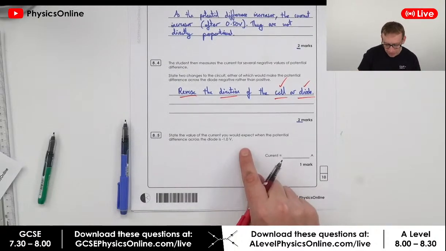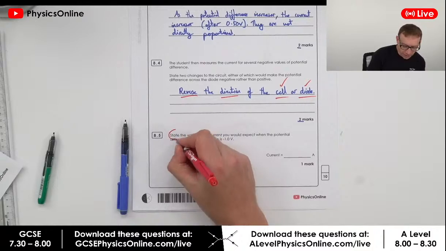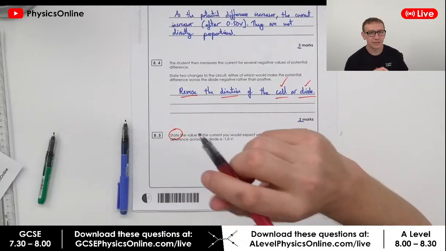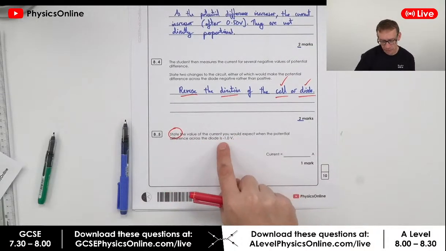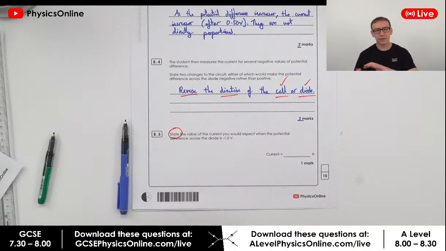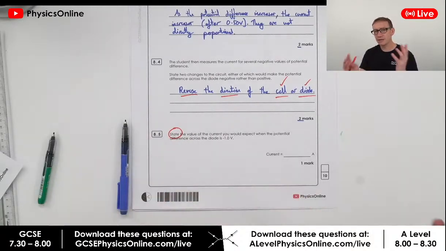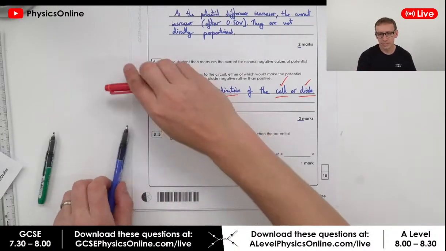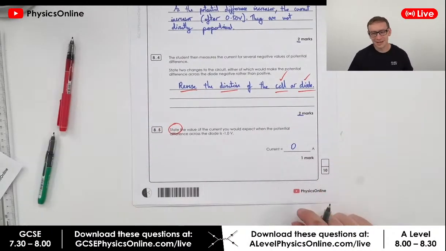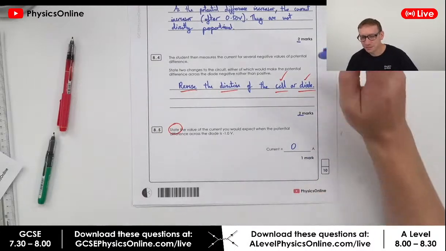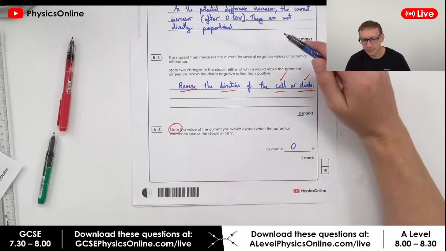Right, state the value of the current you would expect when the potential difference across the diode is minus 1.0. Because it's a state, that means there's going to be no calculation, otherwise it would say calculate. And we just want to know the value of the current when you've got this value of minus 1. Well, because we've now got a negative potential difference across it, the diode will effectively have an infinite resistance, and therefore the current through it is going to be 0. And I can already see people in the chat saying 0, 0, 0, 0. Yeah, and that would be amps, so 0 amps.